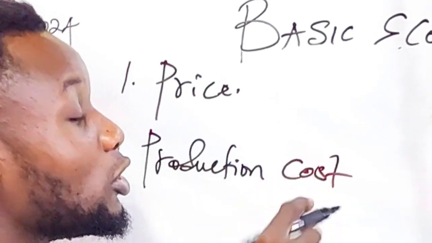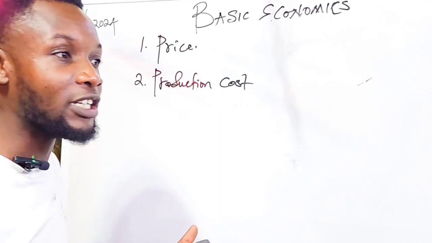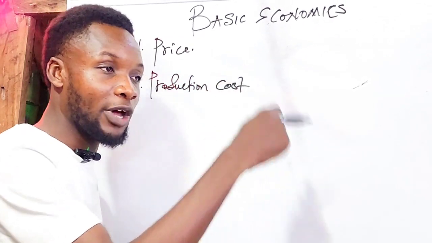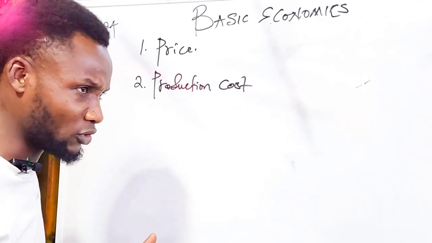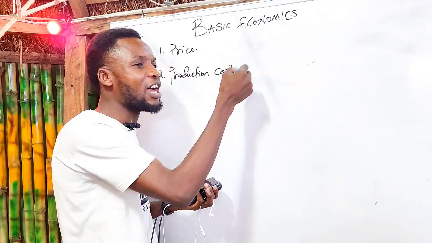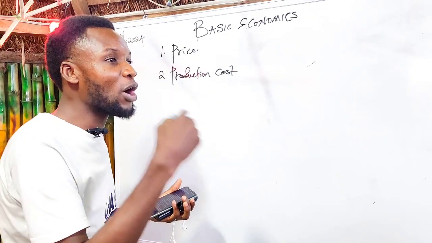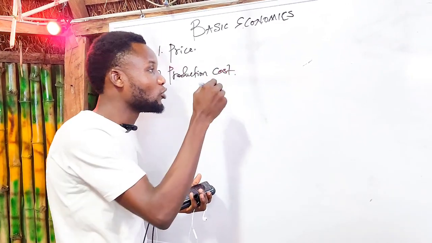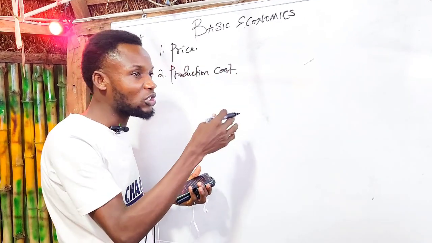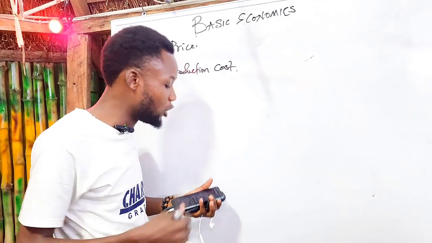Production cost. The cost of producing garri can also influence the supply of garri. The cost of producing rice can go a long way to influence the supply of rice. If the cost of production is higher, then the number of bags of rice that will be turned out in a factory, in a rice mill, will reduce. But if the cost of production reduces, then the amount of rice produced would increase.